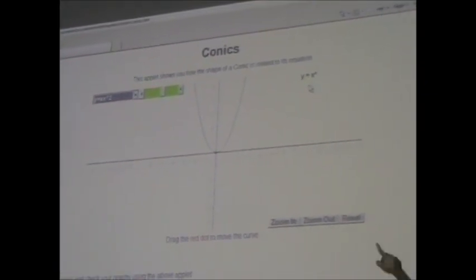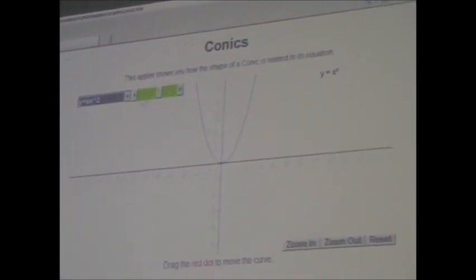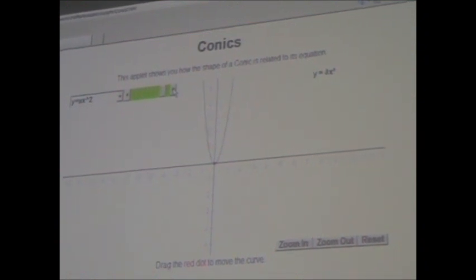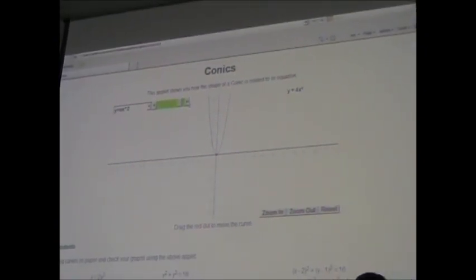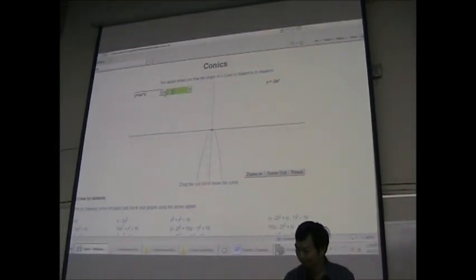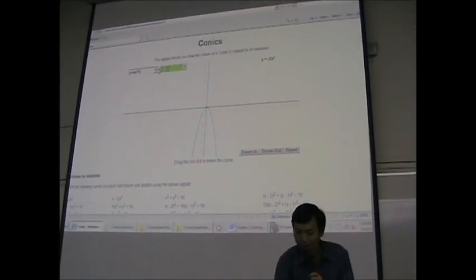Things like y equals x squared. Okay, there's a sliding bar here for you to adjust. You have 2x squared, 3x squared. They're all the same shape, all parabolas. Okay, it can be negative as well, and you get a second shape.